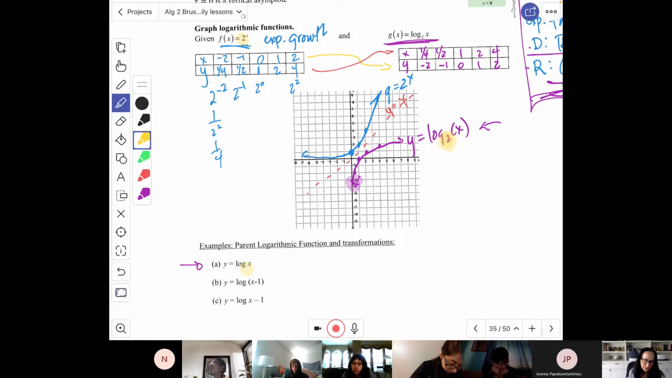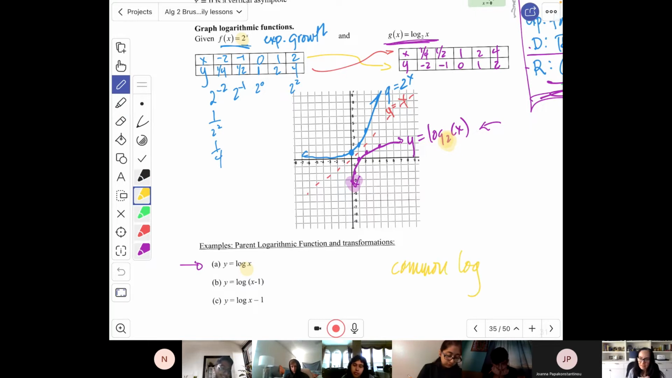Would it help if I said that this is also known as a common log if the base isn't written? 10. Nathan, thank you. If the base is not there, the base is 10. There's also something known as a natural log where the base is e. And that's represented instead of log base e, it's just ln.